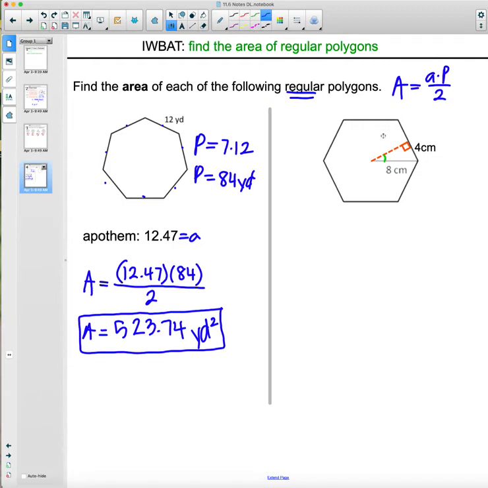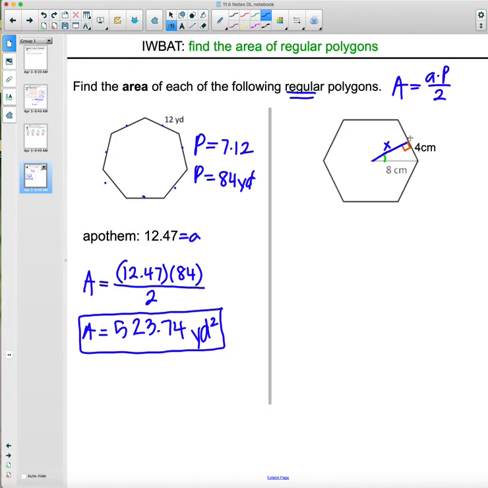Then this next one, again, we need the apothem and the perimeter. Remember the apothem on a picture. This first one they just straight up told us. This one we need to look at the picture. Remember the apothem is the segment that is perpendicular to the side. So this segment right here is our apothem, and we don't know it, so we're going to have to find it.